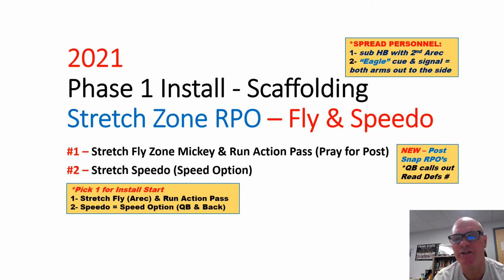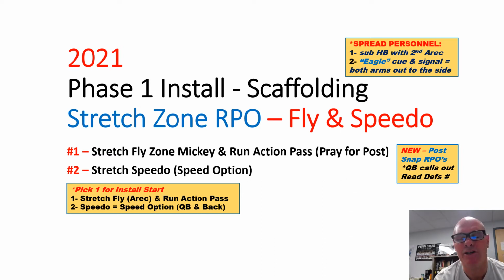Recommendation here, as you install here with stretch zone, I would recommend picking one initially. You can always add the other as your offense evolves, but pick it based on who you want to get the ball to. Who are your dynamic players and you want to get the ball in their hands. If it's your A receiver, then stretch fly is a great play to do that, and then you'll see a run action pass off of that as a second phase.